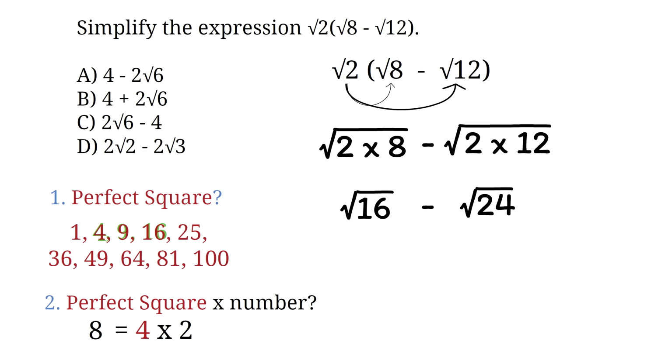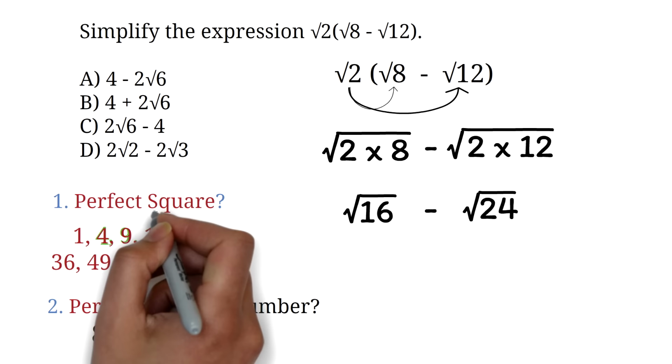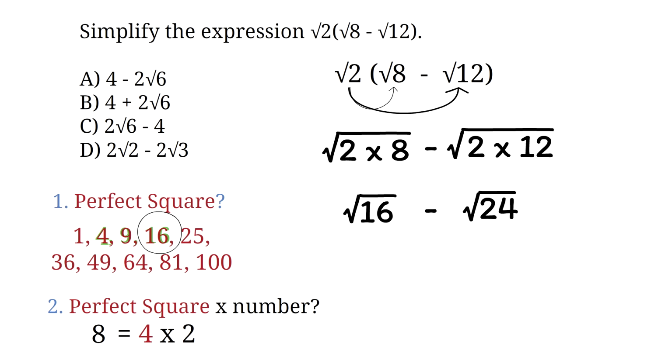Let's simplify our question. For the root 16, we can see that 16 is a perfect square. That is 4 times 4. So the square root of 16 is 4.